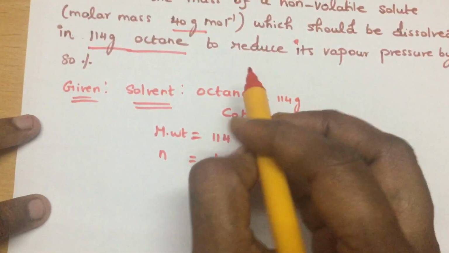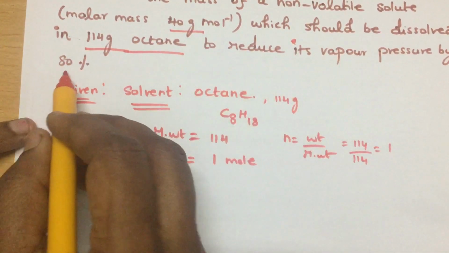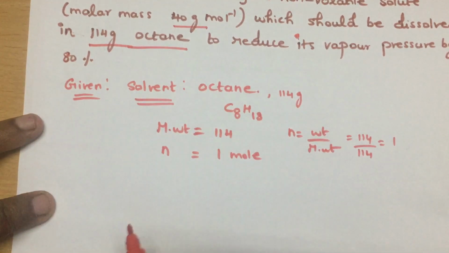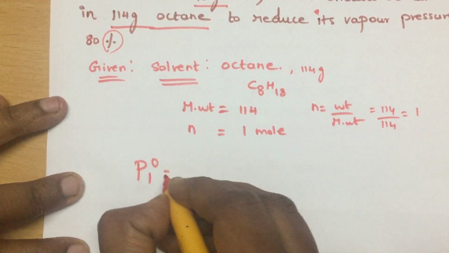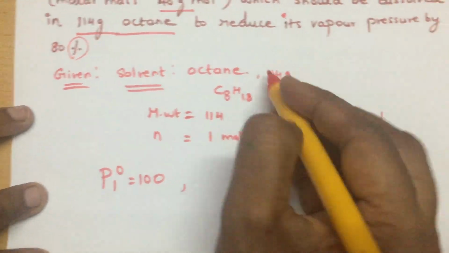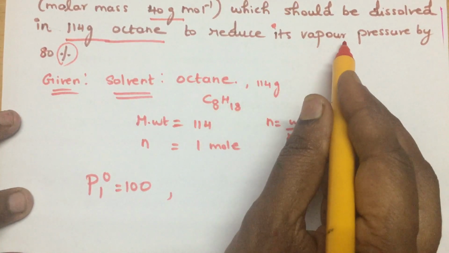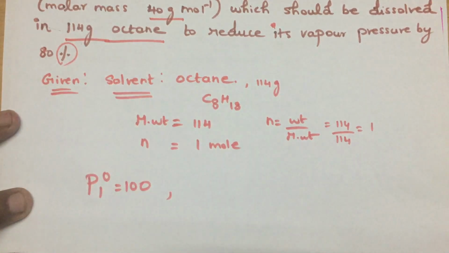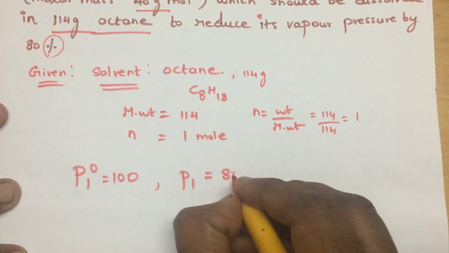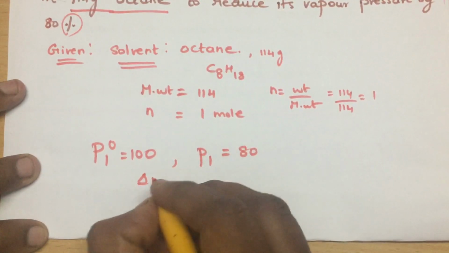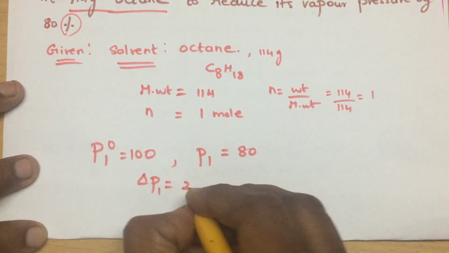Okay, this is what you should know. To reduce its vapor pressure to 80%. Since the percentage is given, we take the initial vapor pressure as 100. To reduce its vapor pressure by 80%, the new vapor pressure is equal to 80. So what is the change in vapor pressure? Change in vapor pressure is 20.